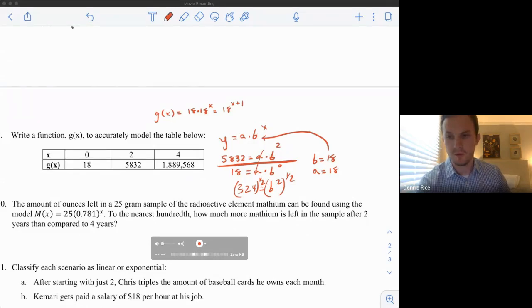Don't get too hung up on doing this by hand. Multiple choice, just use the calculator.